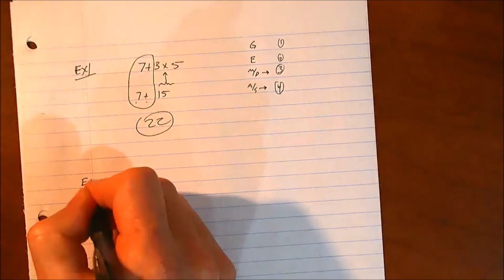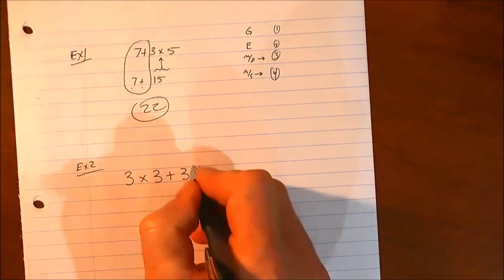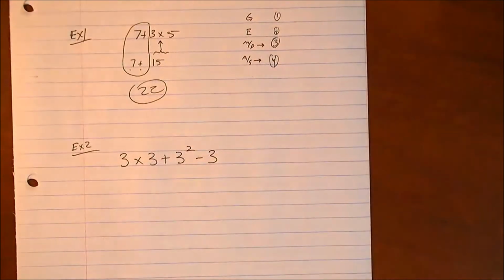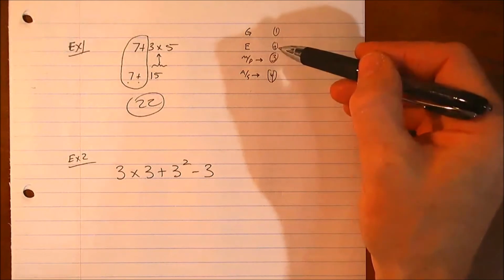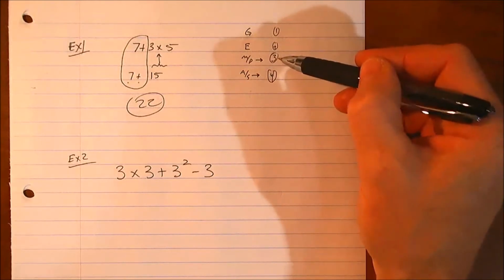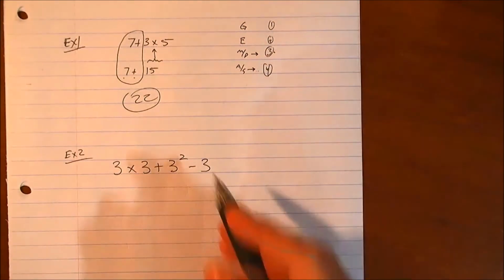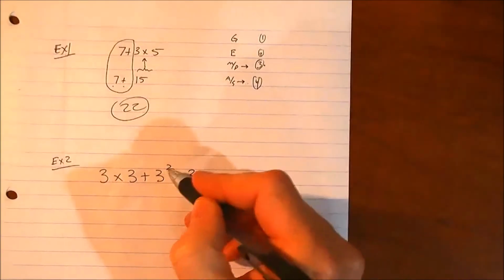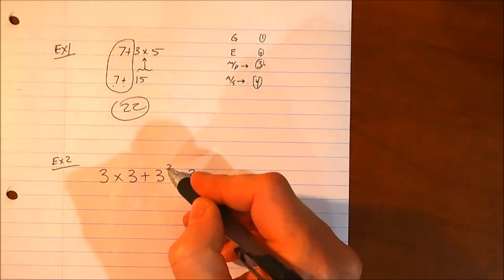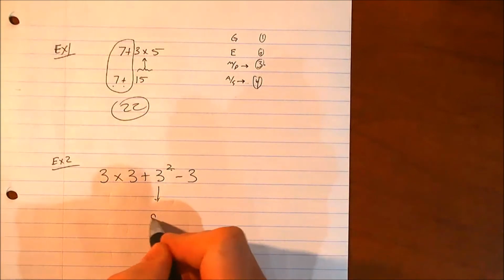Okay, let's take a look at another example. Suppose I have 3 times 3 plus 3 squared minus 3. Okay, so what happens here? Well, we have these same order of operations. Grouping symbols come first, exponents second, multiply and divide from left to right third, and add and subtract from left to right is fourth. So here again, I don't have any grouping symbols, but I do have an exponent. So I'm going to start right here, even though it's in the middle of the problem, with this exponent. 3 squared means 3 times 3. That equals 9.